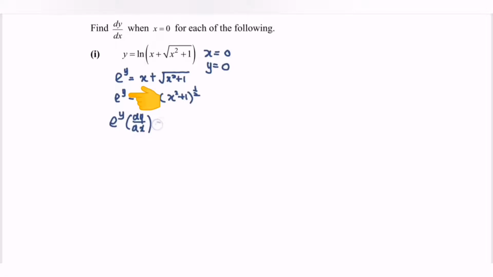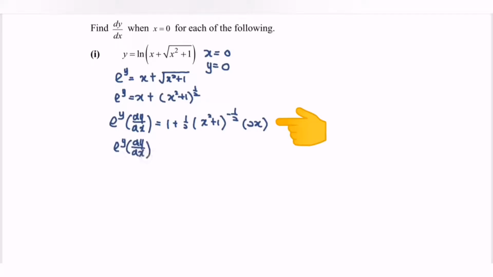dx equals, differentiate the x, we will have 1. Differentiate the square root of x squared plus 1, we will have 1 over 2 (x squared plus 1) to the power of negative 1 over 2, multiplied with the differentiation of x squared plus 1, which gives 2x. Simplify the situation: e to the power of y (dy/dx) equals 1 plus x over square root of x squared plus 1.